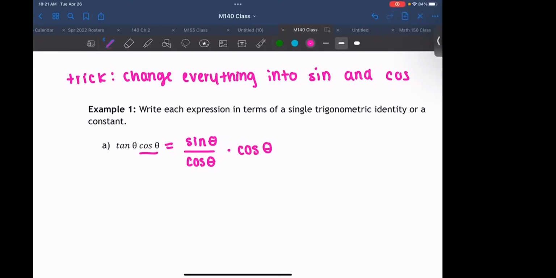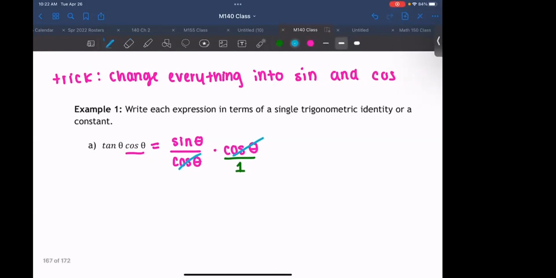Okay. Anything we can do now? Yeah, we have a cosine up top and we have a cosine on the bottom. If you don't see that, you can always write cosine as cosine over 1, right? And since the denominator and the numerator are the same thing, we can cross them out. And it looks like we have just sine theta. So to do these questions, I know it looks crazy. I know it looks like there's a bunch of things that you have to do. If you change everything to sine and cosine, you should be okay.